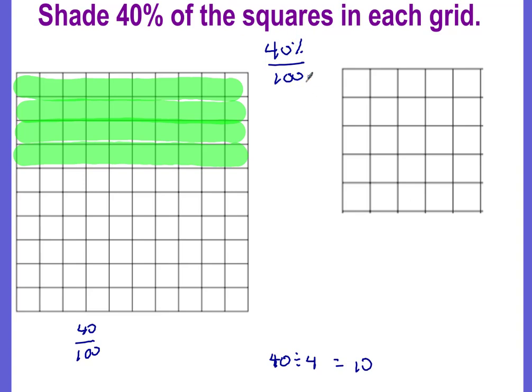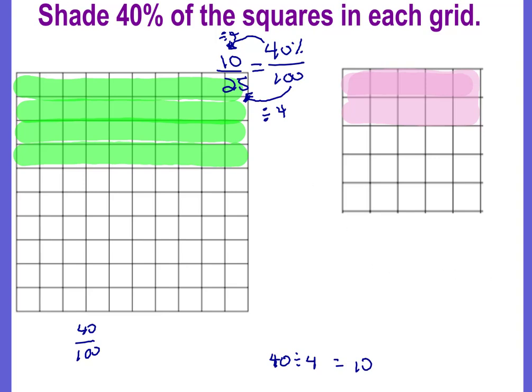So we want 40% shaded out of 100, but we have 25 squares. Okay, so how many squares do we need to shade out of the 25? Well, this time we're getting smaller. We're going from 100 to 25. So that means we're going to divide. And we could divide 100 by 4, and that will give us 25. Do the same thing to the 40%, divide it by 4. 40 divided by 4 gives us 10. So we want to shade the 10 squares out of the 25. And this represents 40%. Much easier than going and duplicating all of the grids.